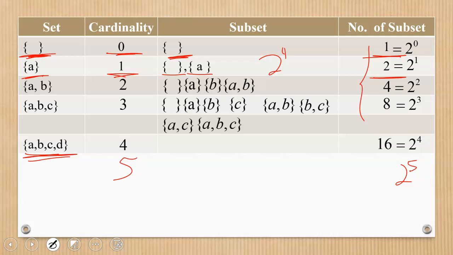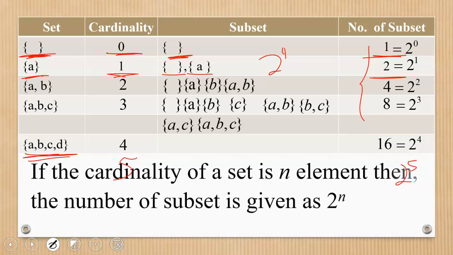And so this is how we generate subsets of a given set. So if the cardinality of a set is, let's say, n, then the number of subsets is given as 2 raised to the power n. And you can always use that to generate a series of subsets.